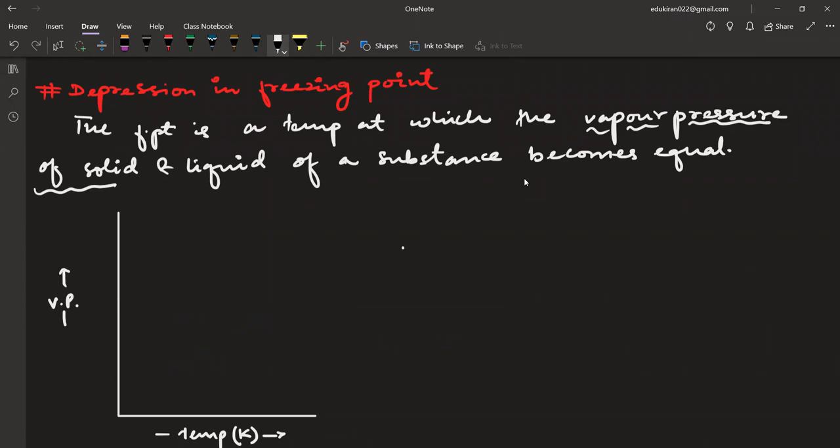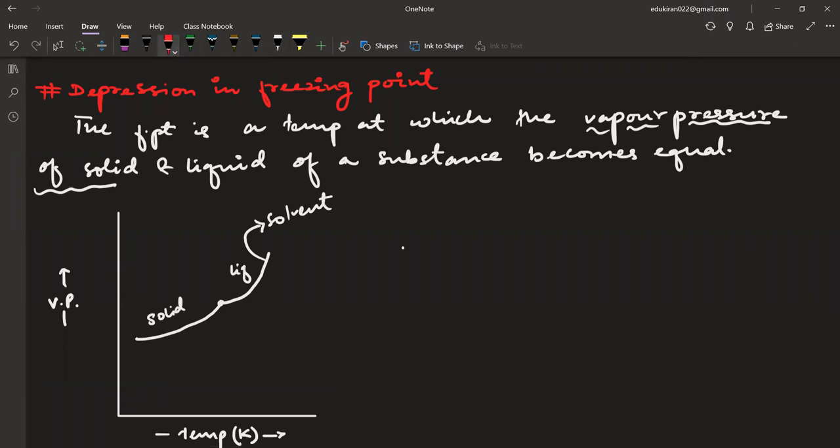Now, when we look at a pure liquid, it will have a vapor pressure which will be moving like this. In solid state, there will be very little vapor pressure. As we increase the temperature, the vapor pressure will also increase, but the increase will be very low. But let us suppose that at this point it is getting converted to liquid state. Now the vapor pressure will increase very rapidly with respect to temperature like this. Here this is solid and this is liquid. This is for the solvent.